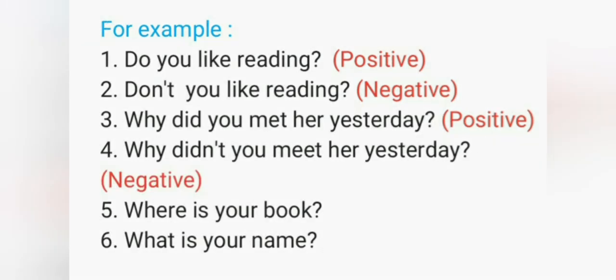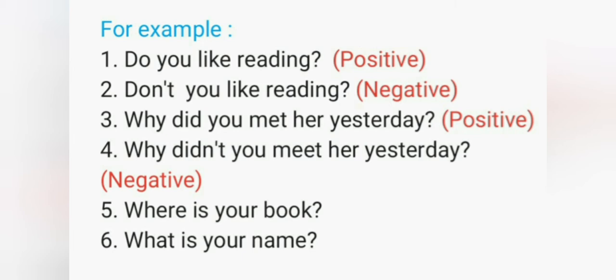Go to the next one. Why did you met her yesterday? Here you can see our question starts with WH word, okay, and has question mark at the end. It is a positive sentence. Next, why didn't you meet her yesterday? Here this sentence also starts with WH word and has question mark at the end, and here we have didn't. That shows it is a negative sentence.